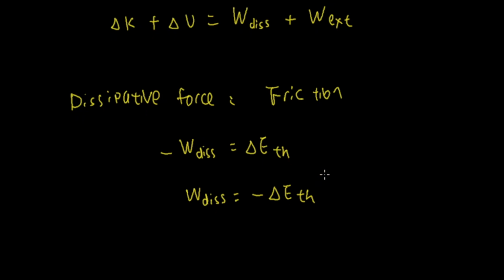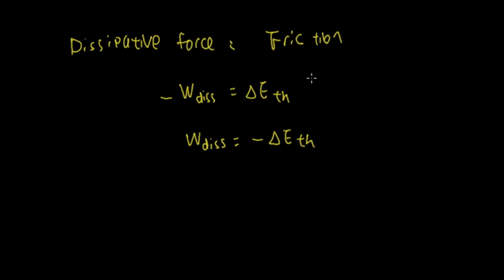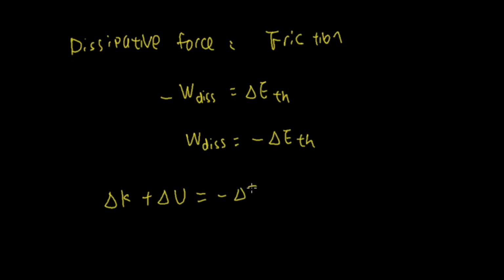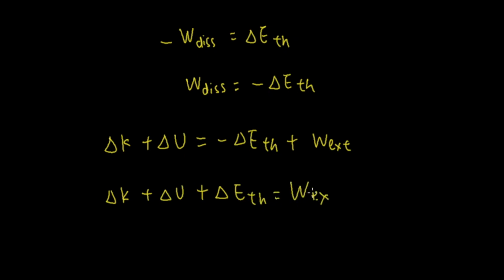Okay, now we can replace this into this equation here. We have change in kinetic energy plus change in potential energy equals, now this is negative change in thermal energy, plus work done by external force. Now add change in thermal energy to both sides. We have change in kinetic energy plus change in potential energy plus change in thermal energy equals work done by external force.